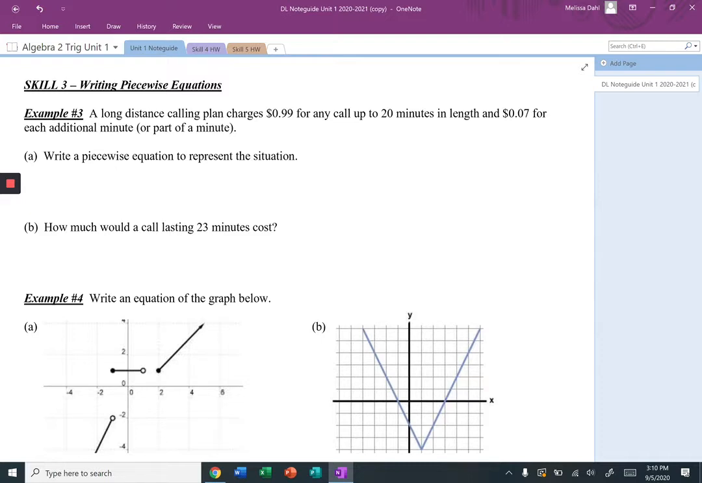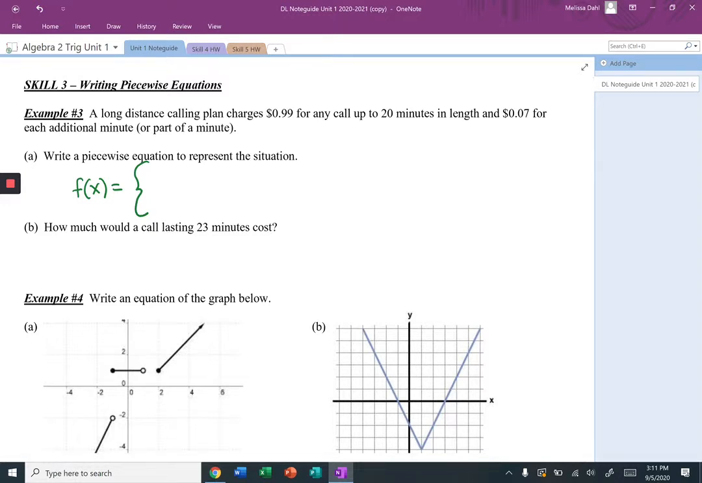In this first example, example 3, writing equations, it says a long distance calling plan charges 99 cents for any call up to 20 minutes in length and 7 cents for each additional minute or part of a minute. We're going to write a piecewise function to represent this situation. The first thing we want to recognize is that our piecewise equation should have two pieces, because there are two different scenarios.